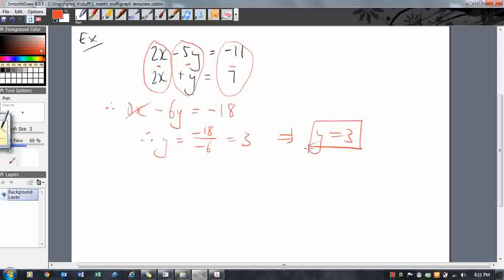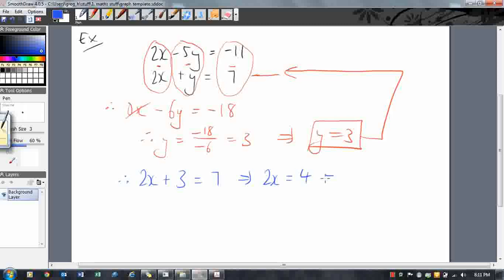And now how do we find x? We substitute it back into one of these original equations. I am looking at this one here because it's got 2x plus y. They're all positives. Let's deal with positive numbers. Much easier, much quicker. Okay, so therefore, we've got 2x plus y. What was y equal to? Y is equal to 3, equals 7. Therefore, 2x is equal to 7 minus 3, which is 4. Therefore, x equals 2.